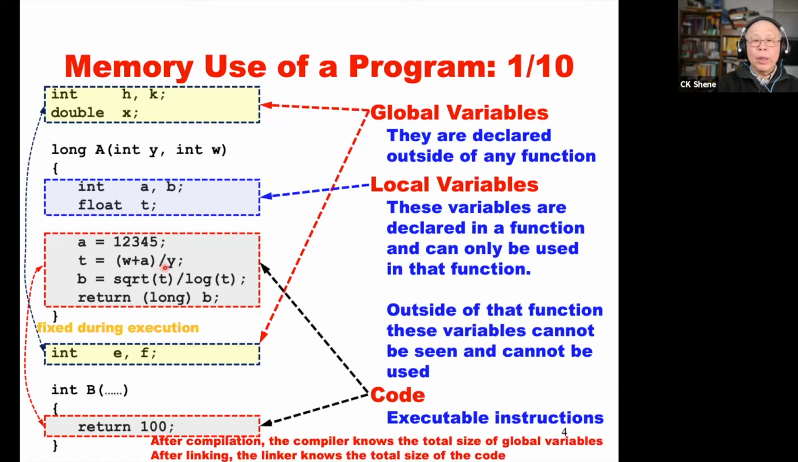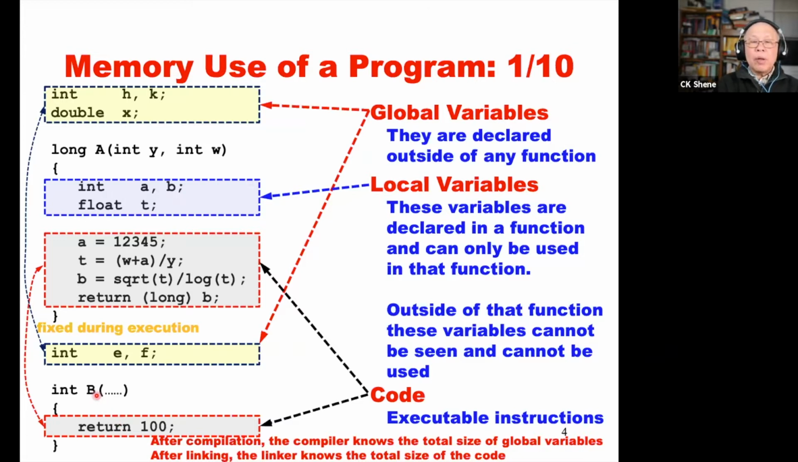So let's quickly refresh this. After compilation, the compiler knows the size of all global variables in that file. After linking, the linker knows all the size of the instructions. Therefore, the total size of the code and the total size of global variables are known after linking. Of course, the compiler also knows how many bytes are needed for function A and how many bytes are needed for function B.